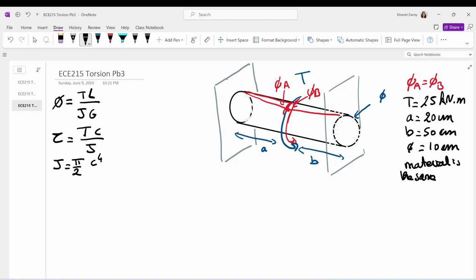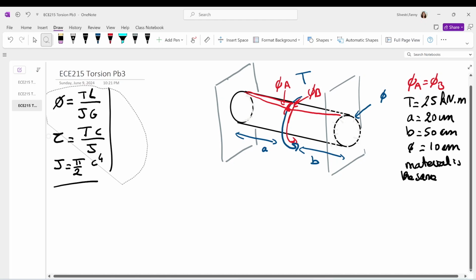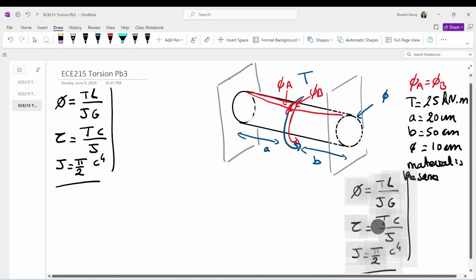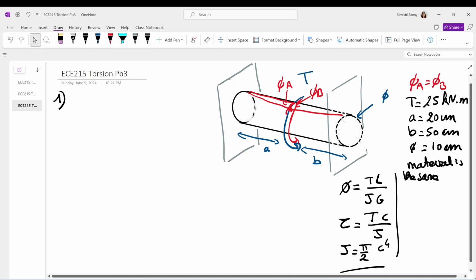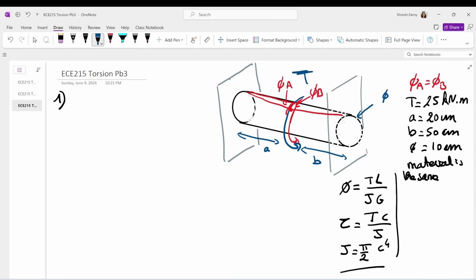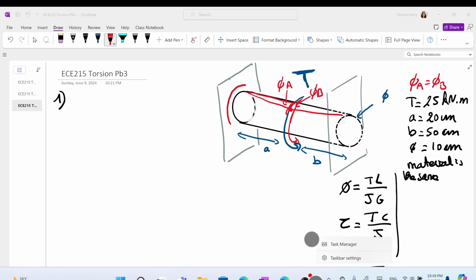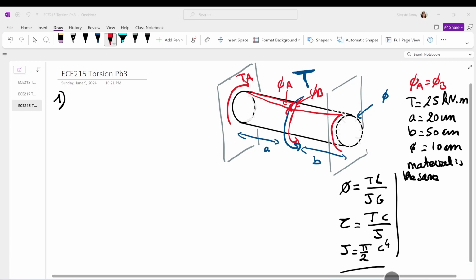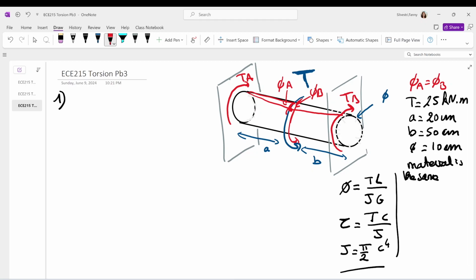So equation of equilibrium, step number 1. We have all those equations there, let me move them over so we keep them in mind, but we don't need them right away. So what does our equation of equilibrium give us? We know the torque T, and we try to find the torques TA and TB. And why do we need them? We need them after that to find the shear in the pipe and where it's maximum.